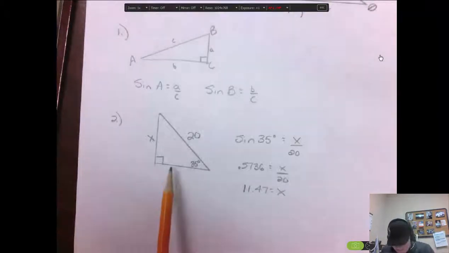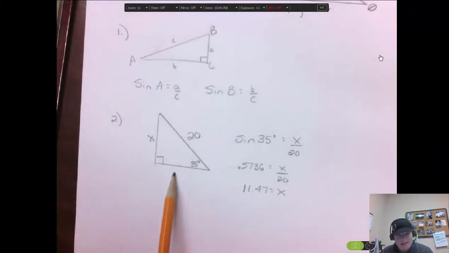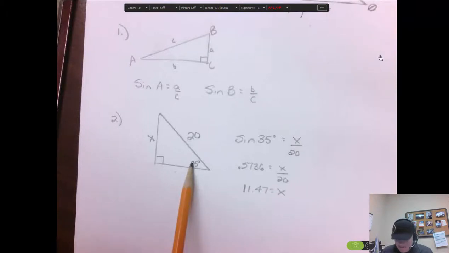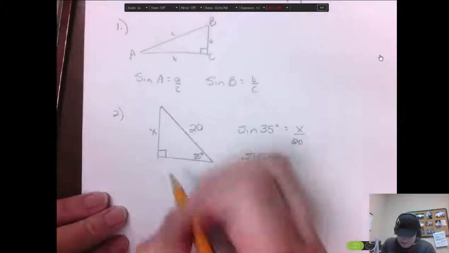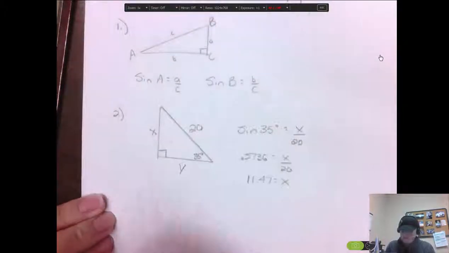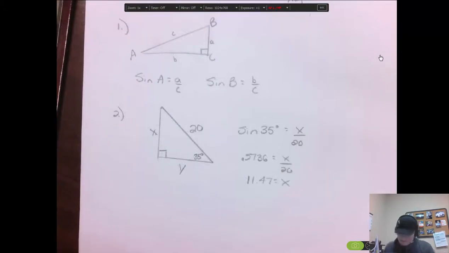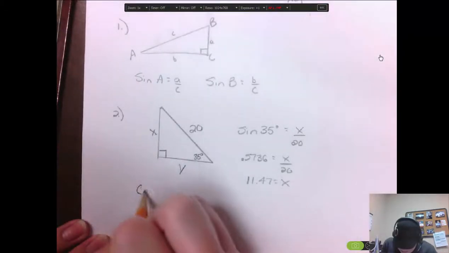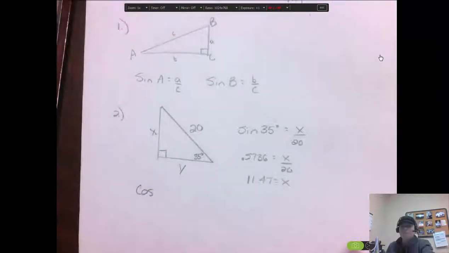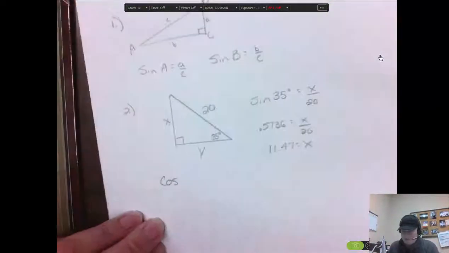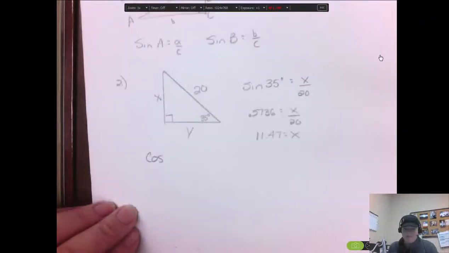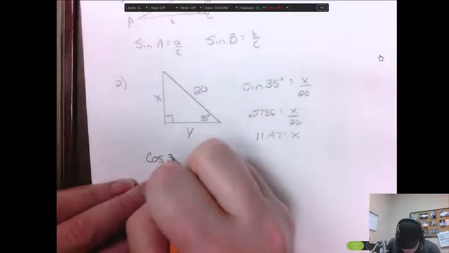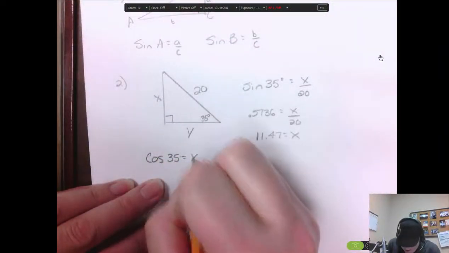Now if I wanted to find this side, I could use cosine, because 35 is adjacent to this side over 20. So I could then go into a cosine. So maybe I'll do that instead of writing out a new problem. Let's find, we'll call it y, whatever we want to call it. So this one would be cosine of 35 degrees is going to equal y over 20.